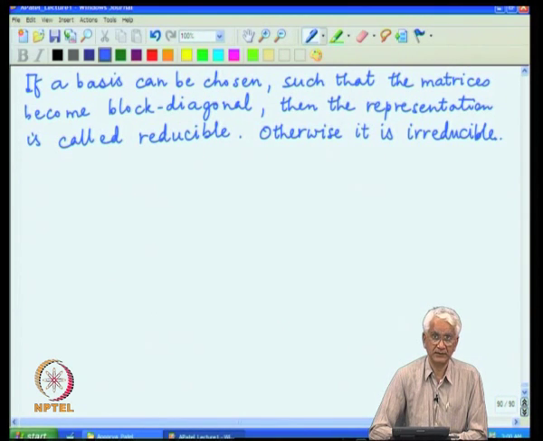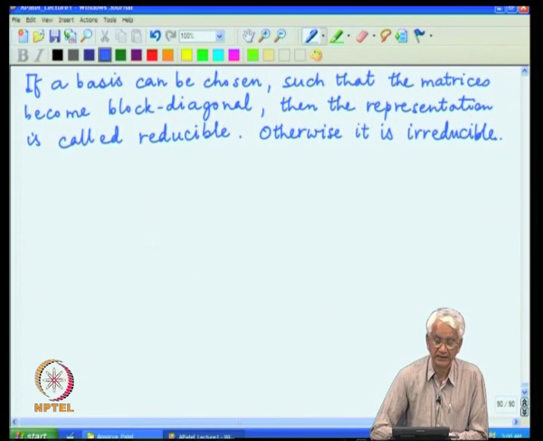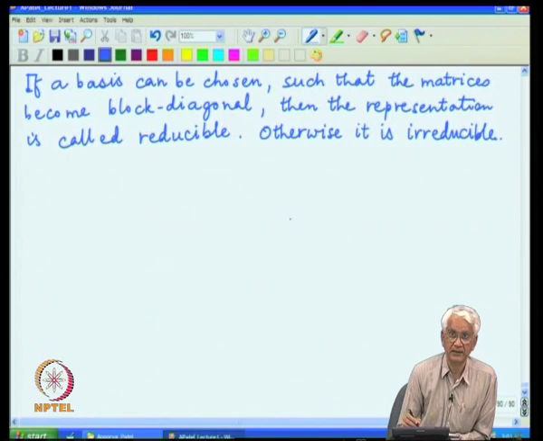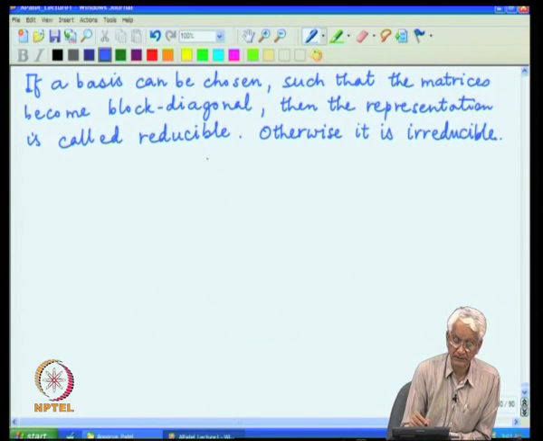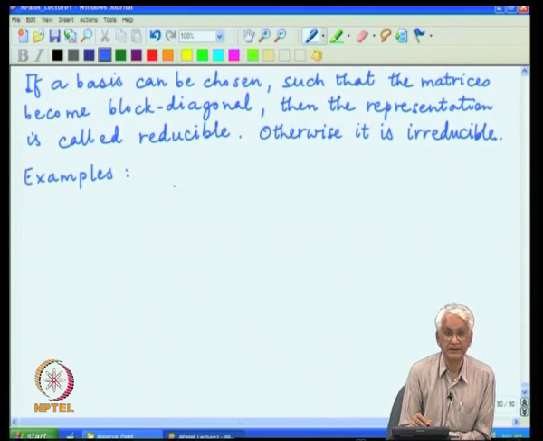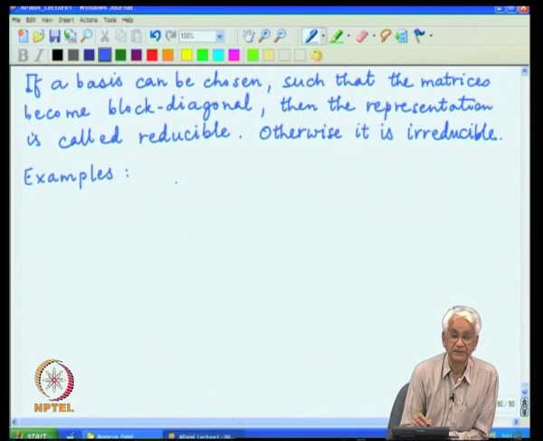So, this is a set of abstract rules and definitions, and now let me give some simple examples of the various type of groups which we have seen already, maybe in a different language.